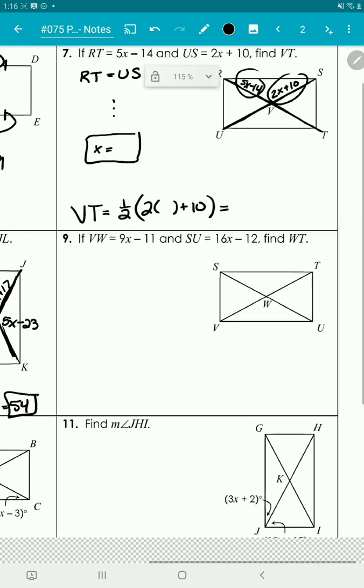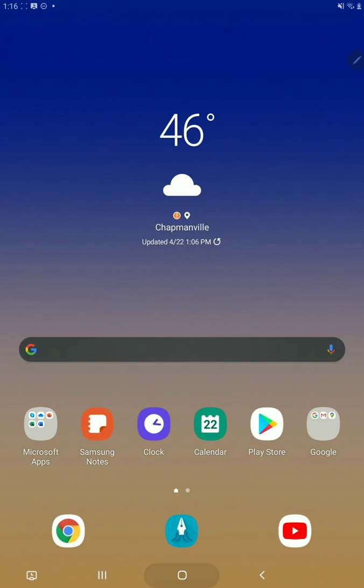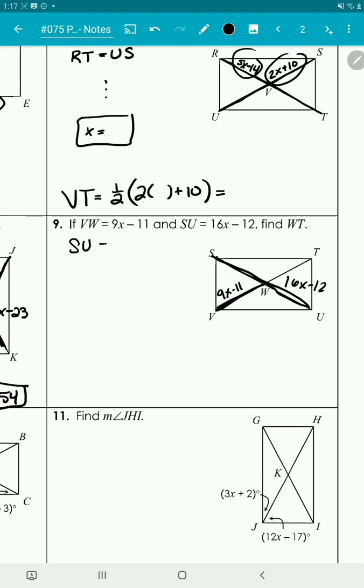Looking at number 9 now. VW, so half the diagonal here, is equal to 9x minus 11, and SU, so that's the entire diagonal, is 16x minus 12. Sorry, I keep pushing the button with my thumb. Okay, so we know that SU is going to be equal to double VW, because VW is half of the diagonal, and SU is the entire diagonal.